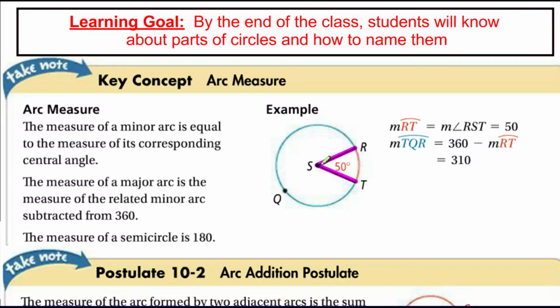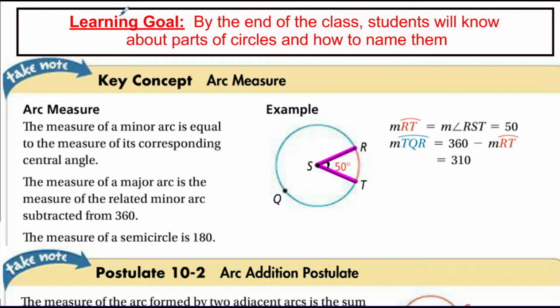I created a central angle right here by drawing a radius line from S to R and from S to T. When I did that, we could measure the inside angle, and we got this 50-degree angle. So this little angle right here in the center is 50 degrees.